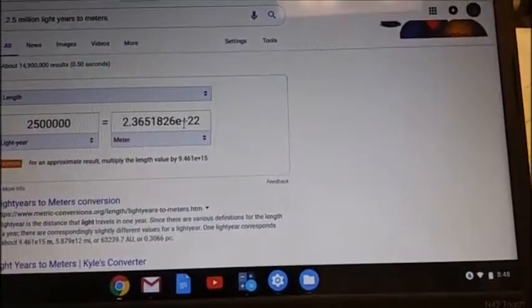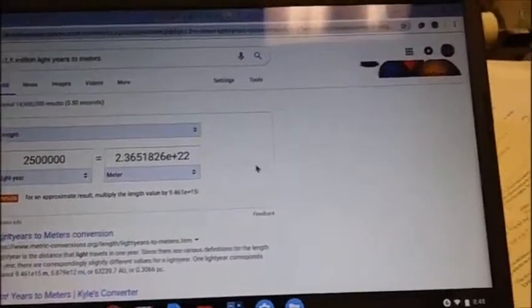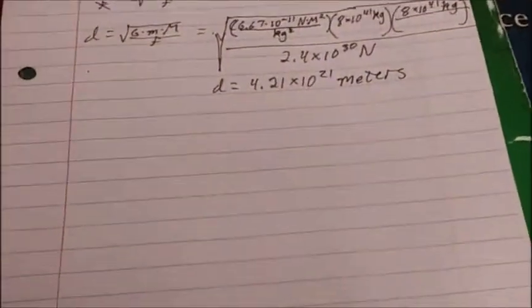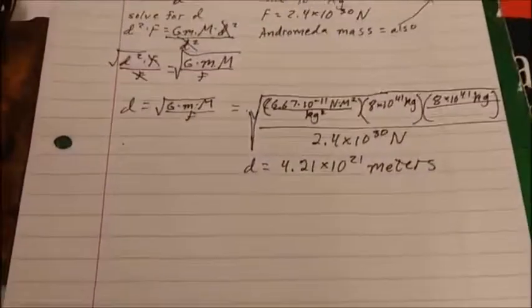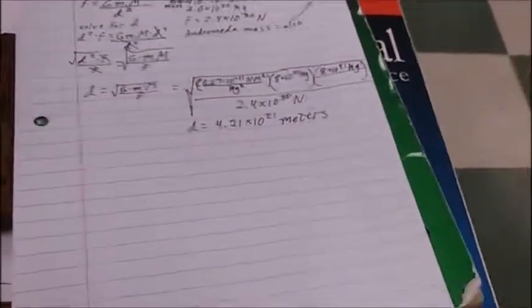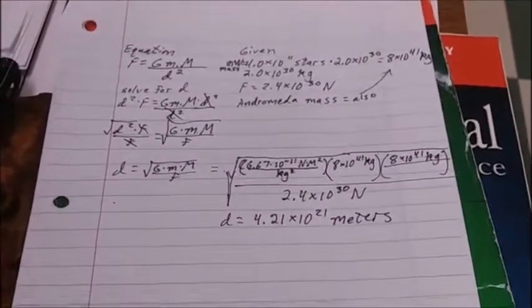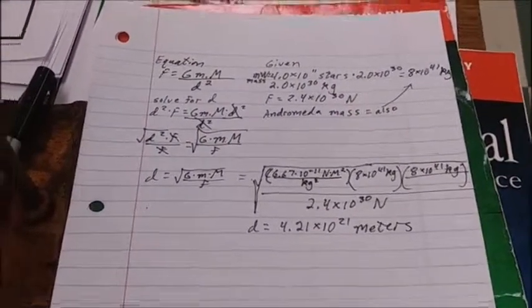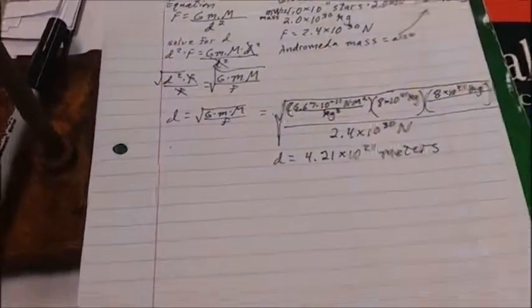Interesting. Our answer is 4.21 times 10 to the 21st. I wonder if we're doing something wrong there, but I don't think so. Maybe they're just using some different parameters by which they're assessing the problem. Anyway, that's how I solved this problem.